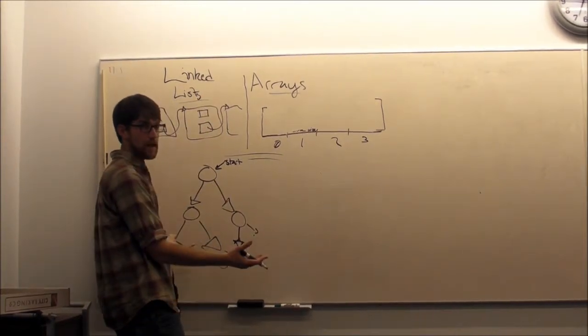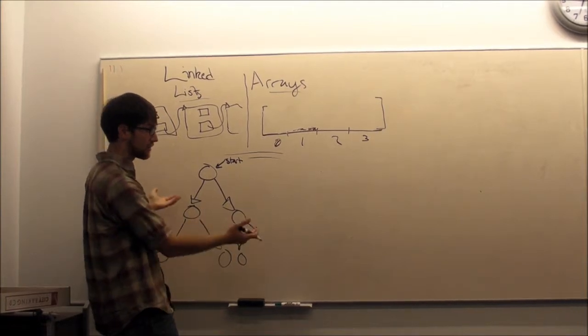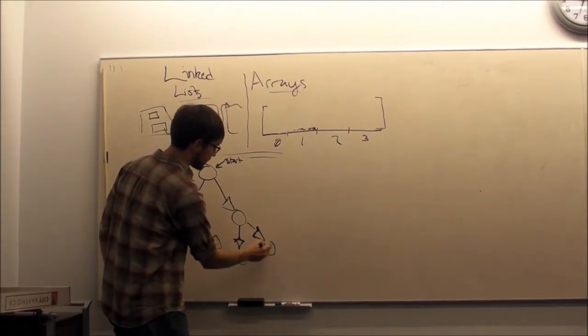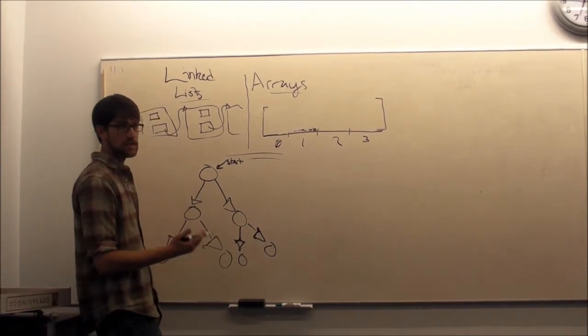This is a relatively balanced tree. And by balanced, it means it has about the same number of items on the left as it does on the right. So if we drew another circle down here, now this is a perfectly balanced tree. And anywhere we go, we have to take 2 steps.